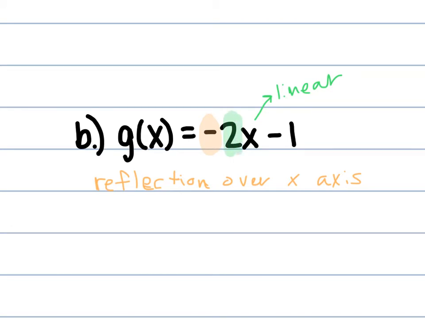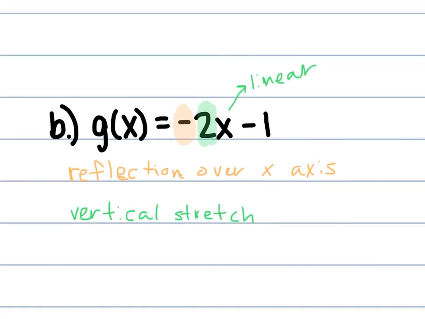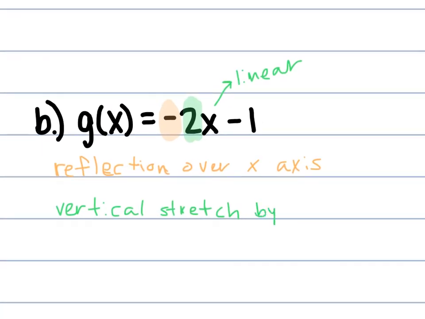Next we have this 2. What does the 2 tell us? There's going to be a vertical stretch or shrink. Which one? Vertical stretch or shrink? Shrink. Is 2 greater than 1? Oh, so stretch. And then just to be more specific, we can say by a factor of 2.